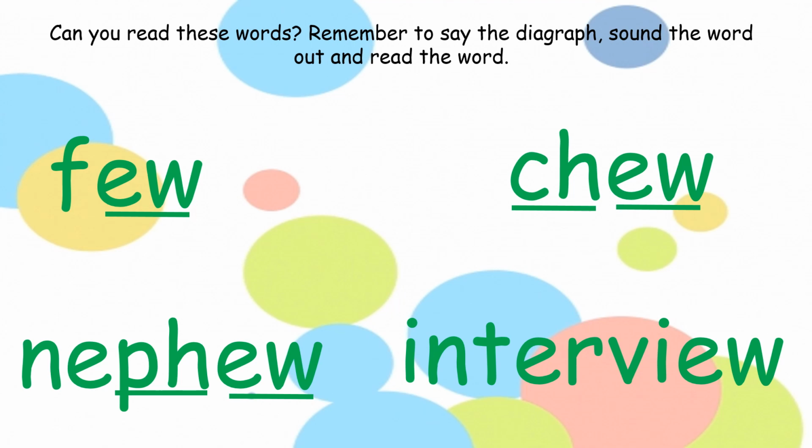Your last word, can you spot the digraph? There are 2 digraphs in this one, and the 2 digraphs are v and oo. Let's use our sounds. I, n, in, t, e, r, v, ew, view, interview. As if I have an interview for a job.